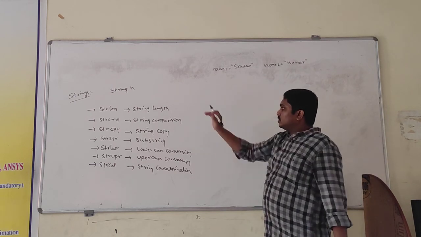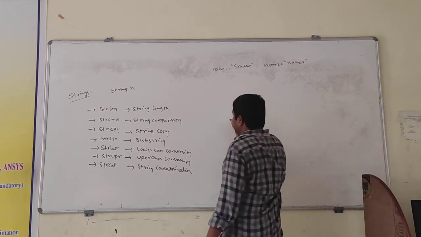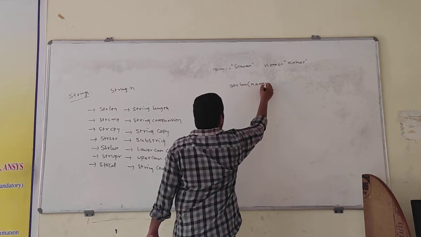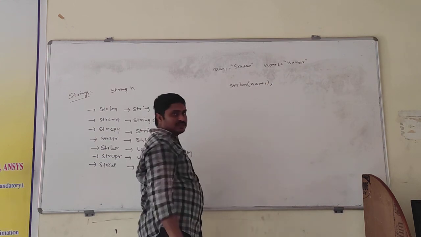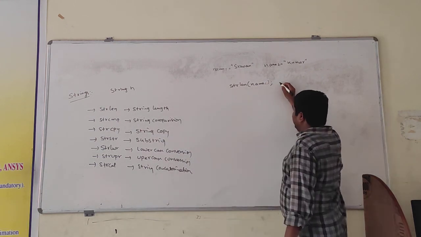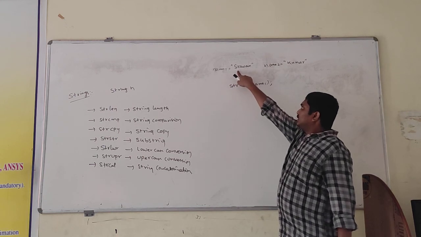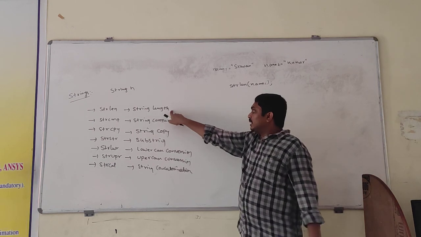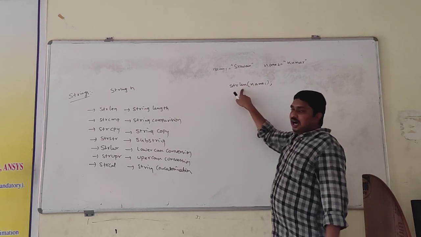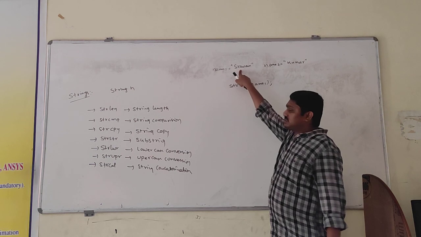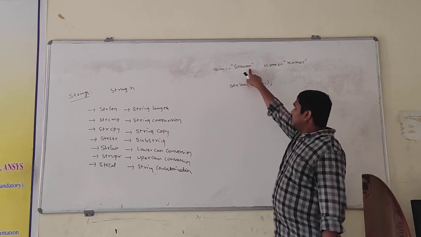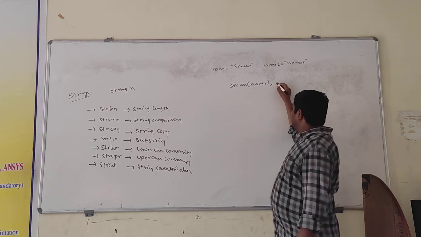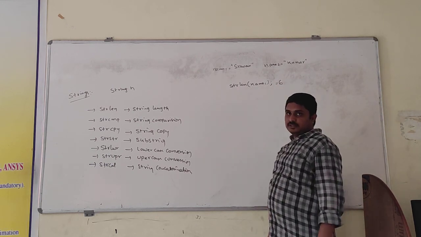Okay, so first string length, strlen of name 1. So the name 1 here, what is the name 1? Shravan. So strlen means string length. That means it returns how many characters are in that string. For example, here 6 characters, then it returns 6.